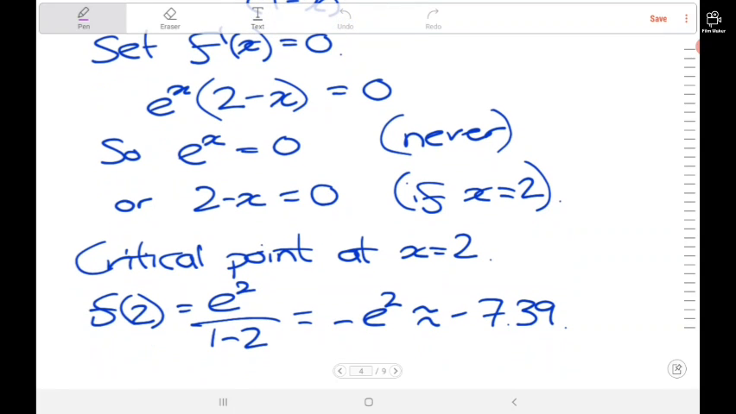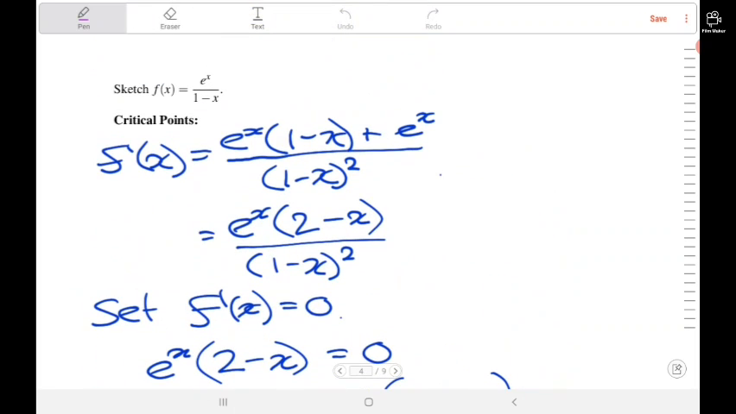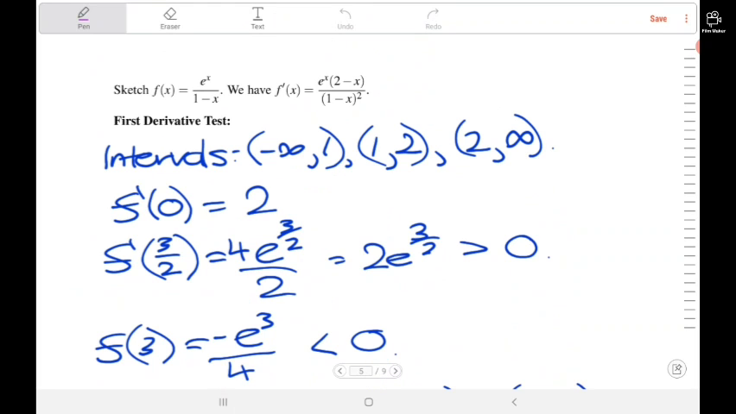So that's our critical point, and we also need to know the y value at that point, so we'll calculate that here. We get negative e squared, which is approximately negative 7.39, for when we're trying to actually graph it later. So now we have our vertical asymptote at 1 and our critical point at x equals 2. So the next thing we'd like to determine is whether the function is increasing or decreasing in the intervals on either side of these. So we'll apply the first derivative test.